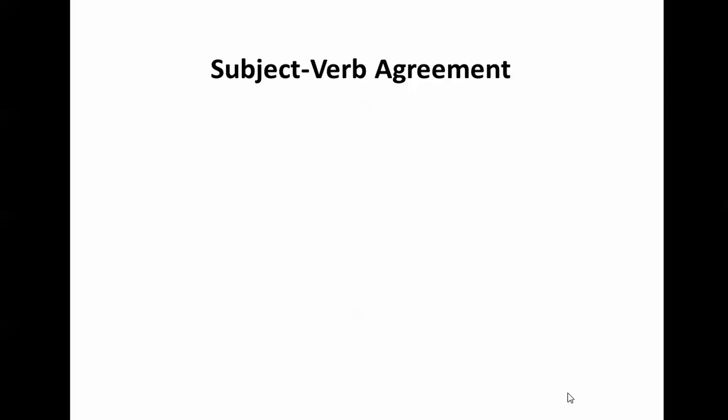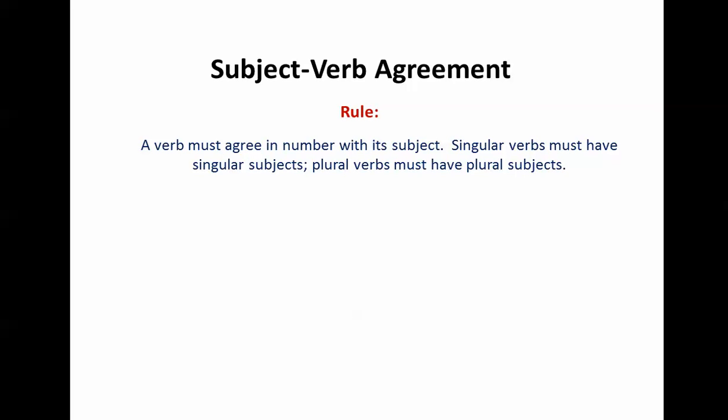Let's talk a little more about subject-verb agreement. But before we do, let's remind ourselves of the rule. A verb must agree in number with its subject. Singular verbs must have singular subjects. Plural verbs must have plural subjects.